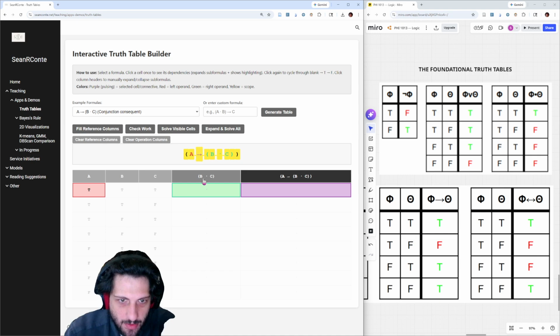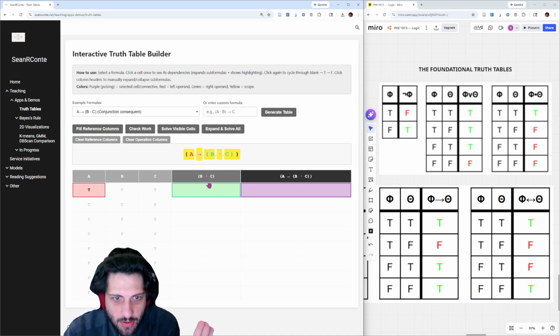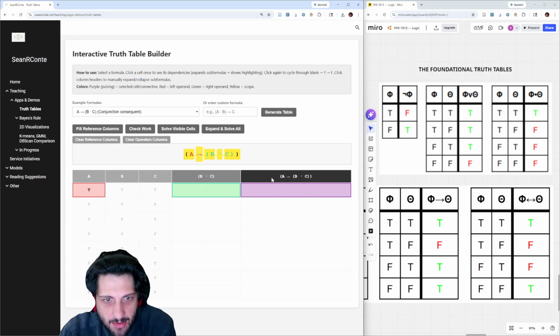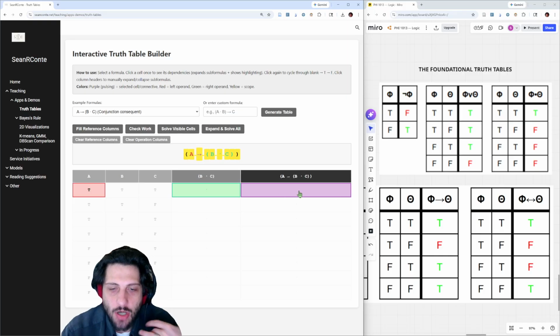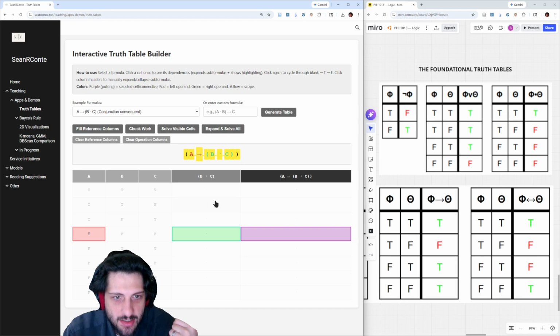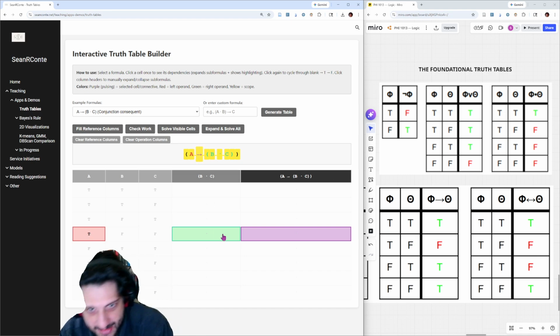So what you might have already noticed, the program immediately gives you this extra column here. Because the truth value of "if A, then B and C" depends on two different things. On the left-hand side, the red part, it depends on A. But on the right-hand side, the green part, it depends on B and C. So trying to figure out the value of "if A then B and C" depends on A on the left and B and C on the right.